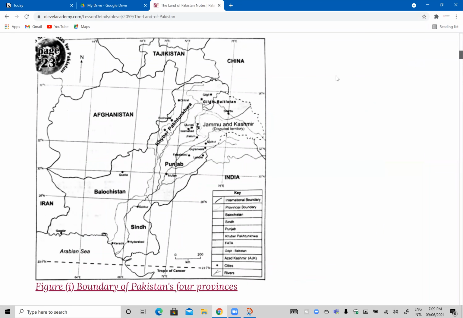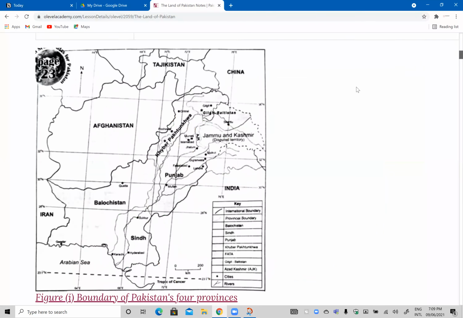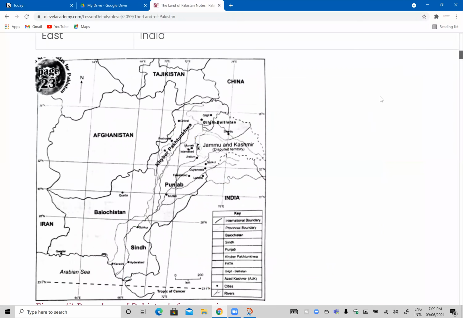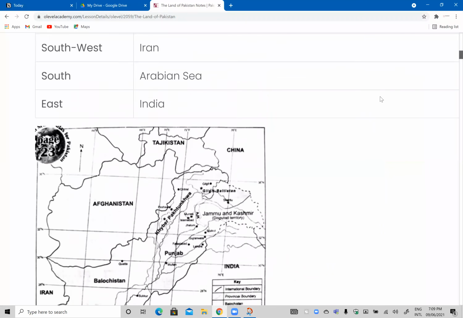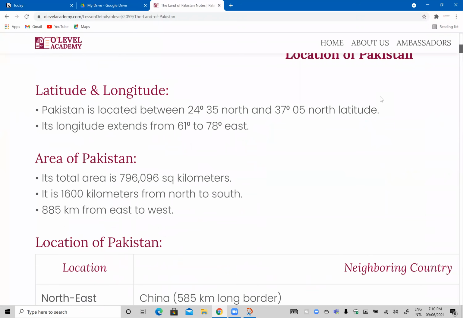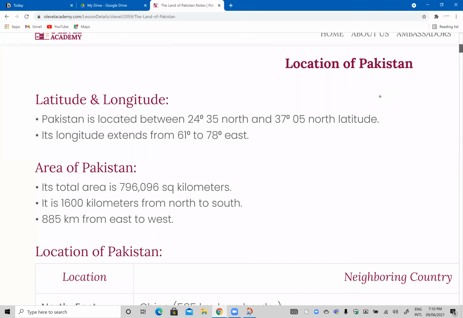Guys, I just need an acknowledgement so we can move ahead. There's a message. It's clear. All right. Dua, are you also clear? Yes, sir. All right. Okay, so these were the two latitudes and the longitudes between which this map of Pakistan lies.